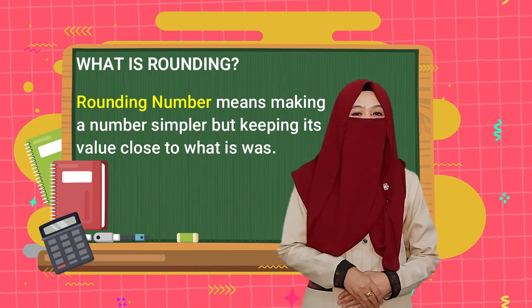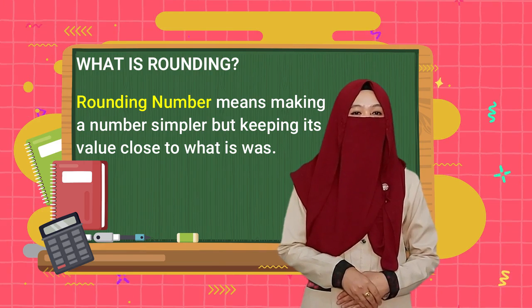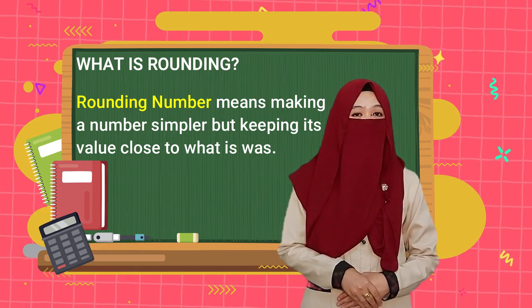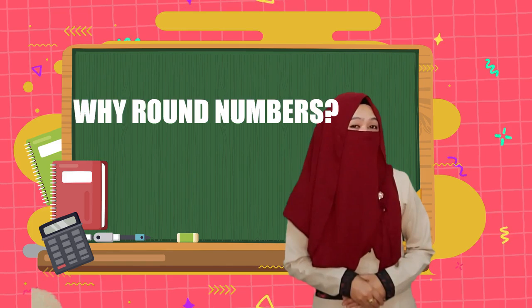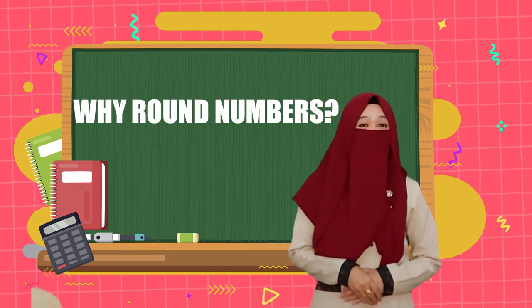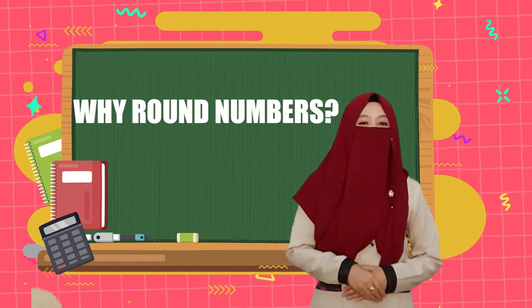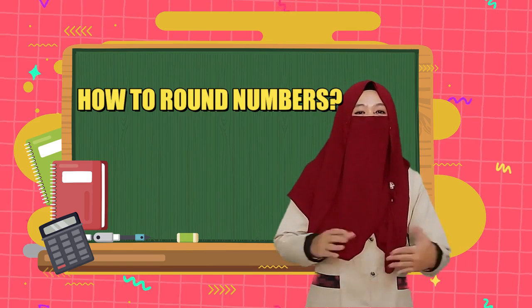What is rounding? Rounding numbers means making a number simpler but keeping its value close to what it was. The result is less accurate but easier to use. Have you ever wondered why we have to round numbers? Well, we round numbers to make simple calculations. So kids, how do we round numbers?